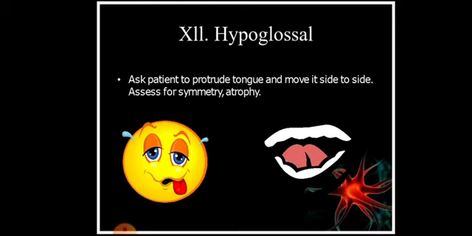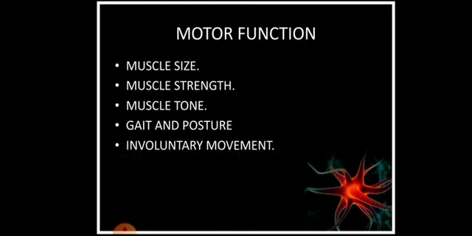Okay, we stopped with the cranial nerve assessment. Next, we can move on to the next part, that is motor function assessment. In that, we have to assess the muscle size, muscle strength, muscle tone, gait and posture, and involuntary movements. So, what is muscle size?